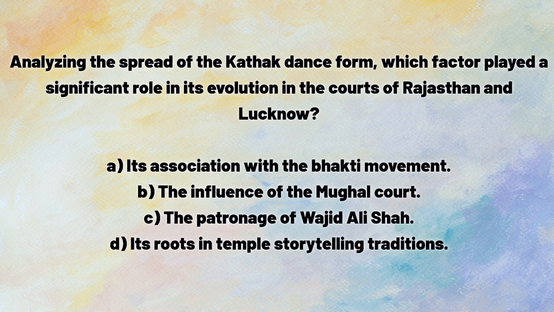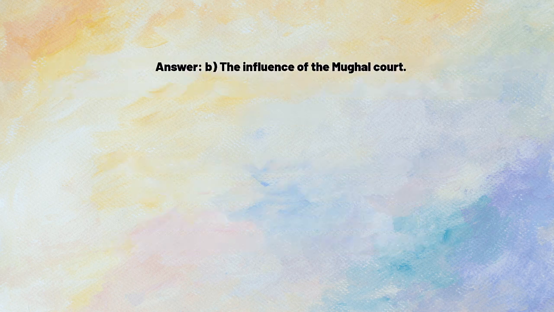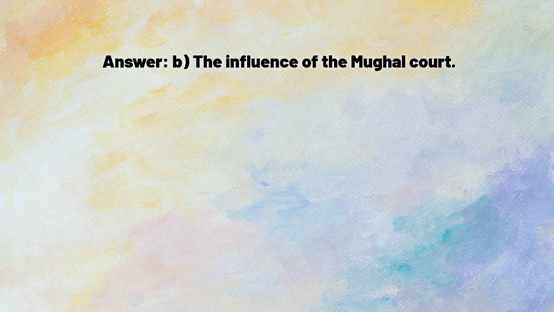Analyzing the spread of the Kathak dance form, which factor played a significant role in its evolution in the courts of Rajasthan and Lucknow? A. Its association with the Bhakti movement. B. The influence of the Mughal court. C. The patronage of Wajid Ali Shah. D. Its roots in temple storytelling traditions. Answer: B. The influence of the Mughal court.